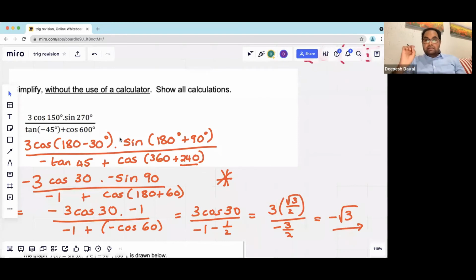I know the question says without a calculator, right? But if it's for 5 or 6 marks, I think it would be wise to just check it. So you can check it, and I did it and I got minus square root 3, right? Just to make sure. I'd like you to do the same.